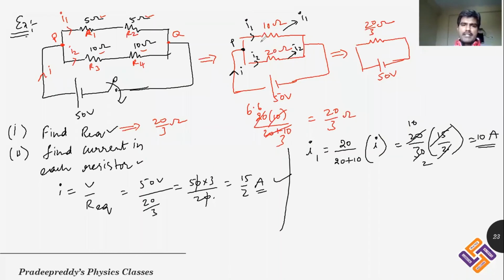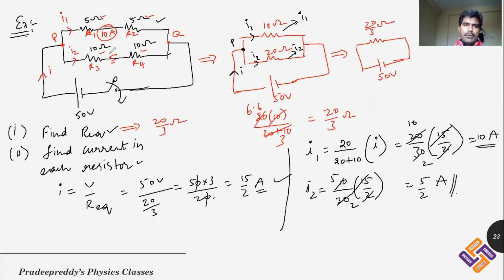10 ampere of current is passing through this branch, and I2 will be equal to 10 divided by 30 into 15 divided by 2. This is equal to 5 by 2 ampere. The I1 and I2 values are 10 ampere and 5 by 2 ampere. That means current of 10 ampere goes into the 5 ohm resistors, and the current in the other branch is 5 by 2 ampere. This is the way you can calculate the current in each resistor.